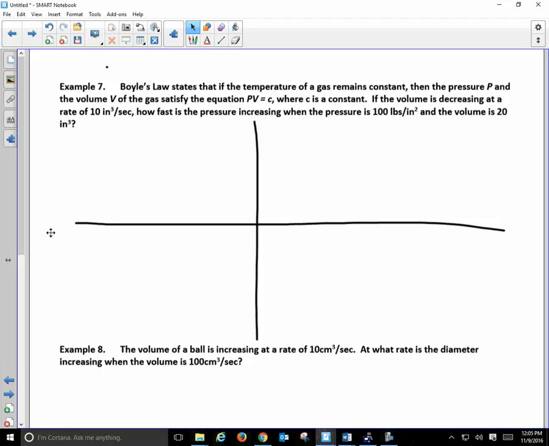Boyle's law. You guys used that before? No? Oh. Boyle's law states that if the temperature of a gas remains constant, the pressure and the volume of the gas satisfies this equation. PV is equal to C, where C is constant. The volume is decreasing at a rate of 10 cubic inches per second. How fast is the pressure increasing when the pressure is 100 pounds per inch squared and the volume is 20 cubic inches? That sounds just absurd, doesn't it?